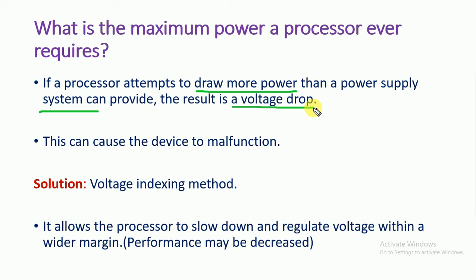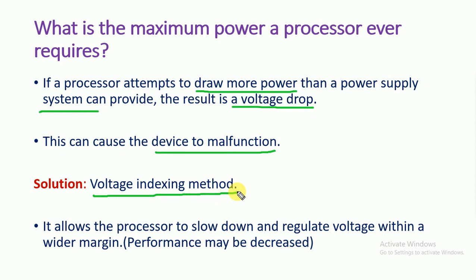So if it draws more power, what is to be done? The problem that is happening is a voltage drop, so that will affect the system. The device will malfunction. It won't be working properly. So the designer should consider a solution for that by adding a voltage indexing method. So we should have a solution for that.